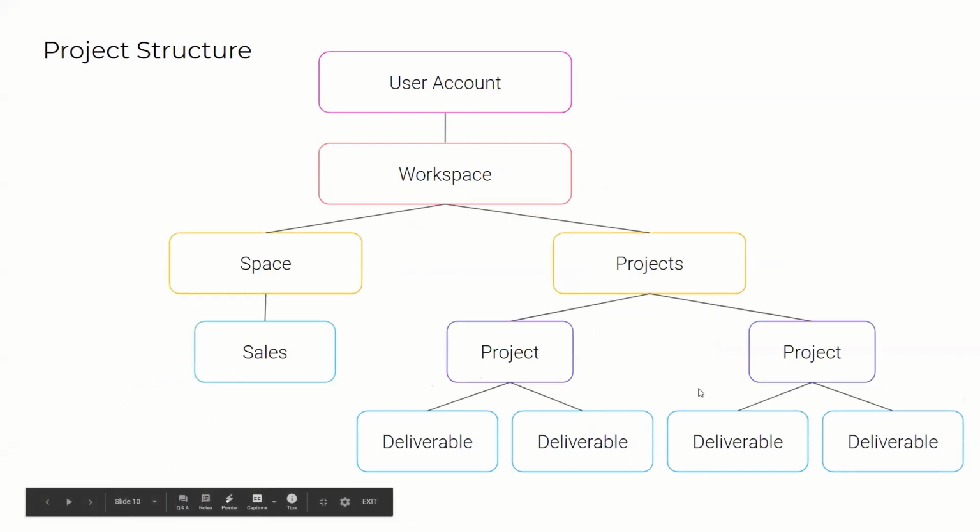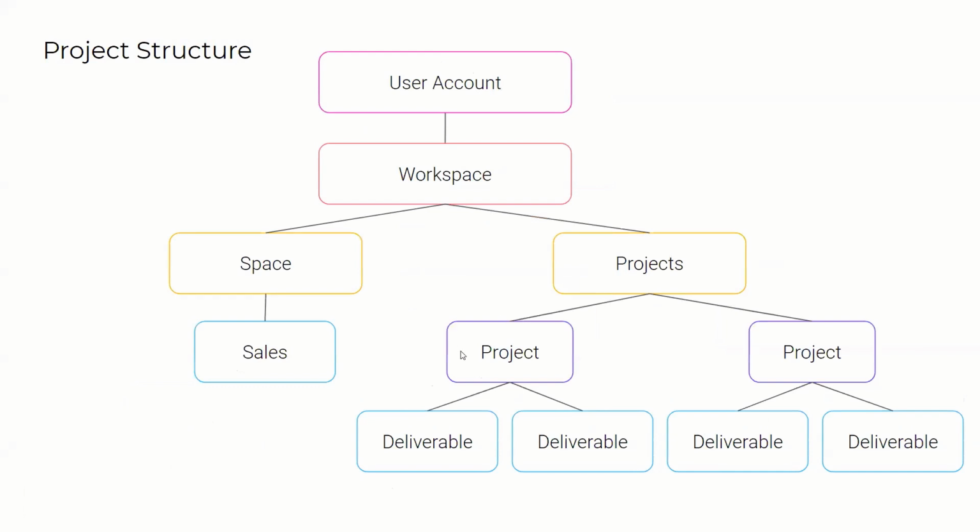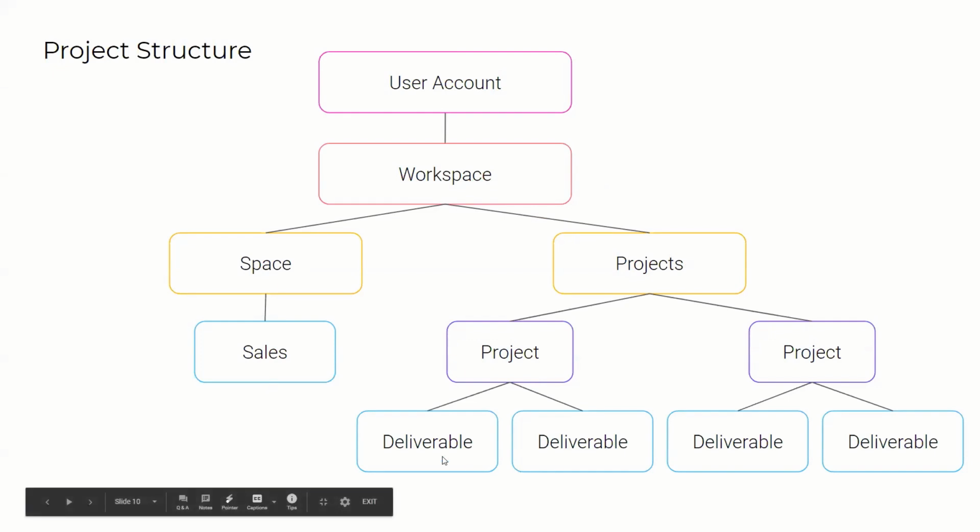Second version of this is just to have basically a folder per project instead. So account, workspace, our space with the sales in it, and then our project space, where each folder is a project, and then we have deliverable lists.